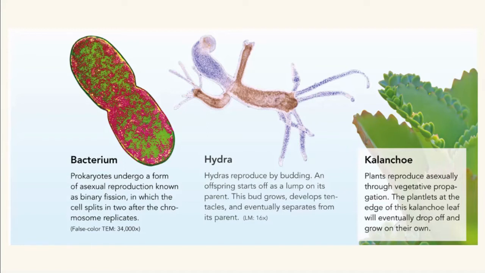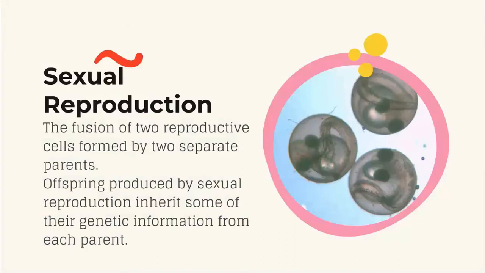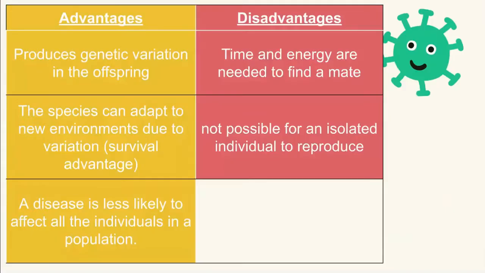We can compare asexual reproduction with sexual reproduction. In sexual reproduction, there is a fusion of two reproductive cells formed by separate parents. Offspring produced by sexual reproduction inherit some of their genetic information from each parent. This is a really good thing in producing genetic variation. That means that the species can adapt to new environments because of that variation. A disease is less likely to affect all the individuals because the individuals are all different.